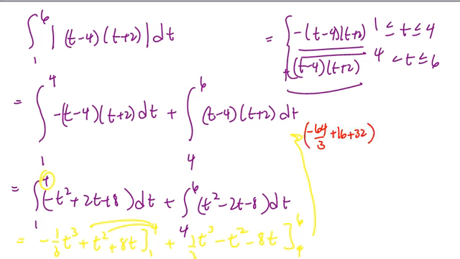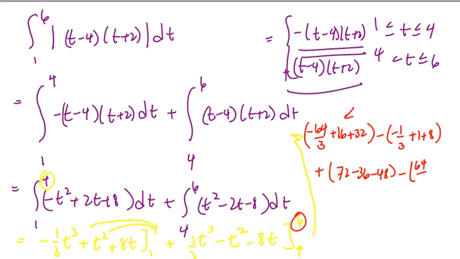So there is the one evaluated at 4, subtracting the one evaluated at 1, plus here's the one evaluated at 6. I think I said evaluated at 6 for this one. It's evaluated at 4, and then evaluated at 4 for the next one, and I'm going to subtract that. And my answer is 98/3 meters, which means that that's the total distance traveled.